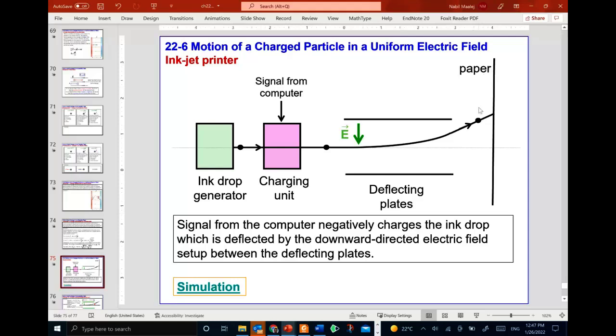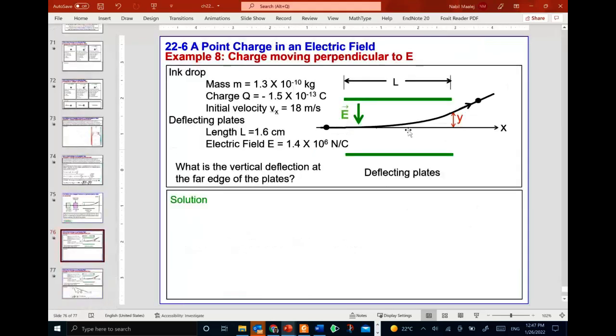So this is the paper here. When the ink drops on the paper, it will make a permanent mark on the paper. And the question is, if we want to determine how much this deflection is.